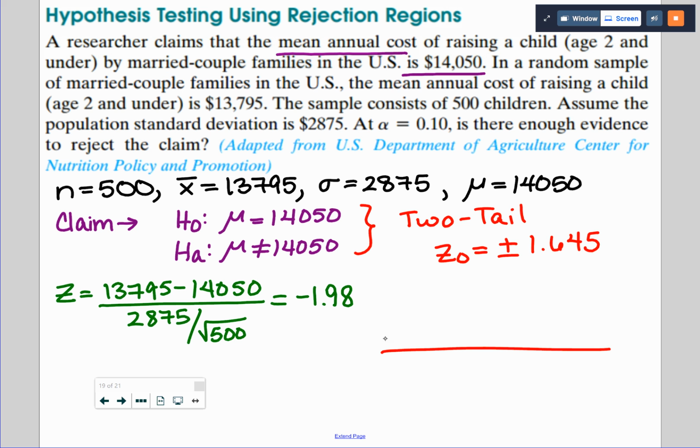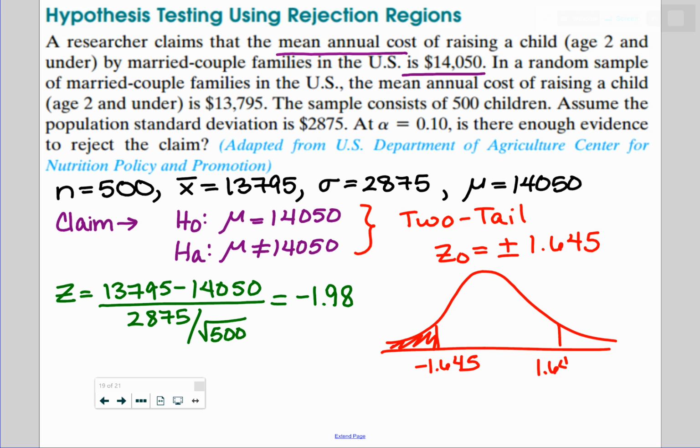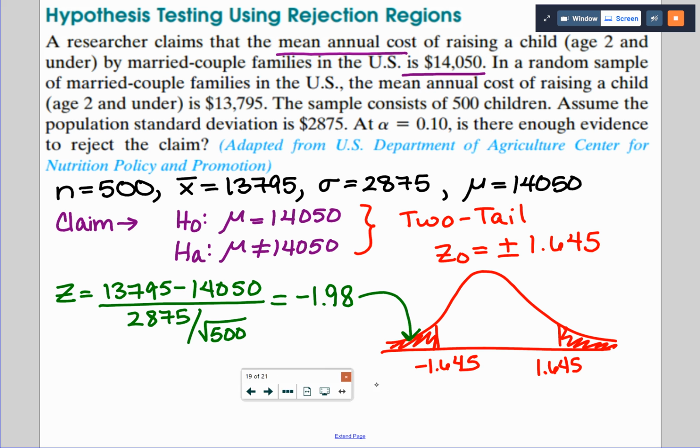Okay, so I'm going to sketch it. Sketch my rejection region, negative 1.645 and everything to the left, positive 1.645 and everything to the right. So now the question is, is our z-score negative 1.98 in a rejection region? It's going to be in that lower rejection region. Yes, it's below negative 1.645. So what does that mean? Reject or not reject? Reject.